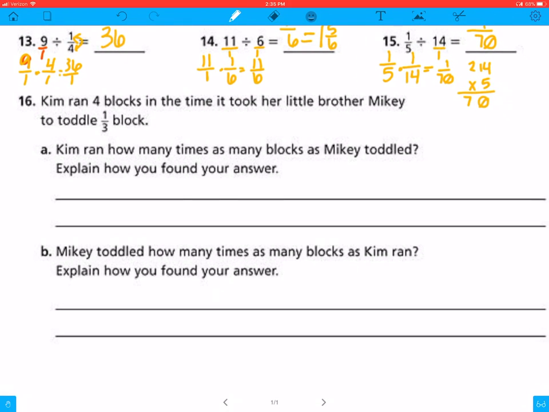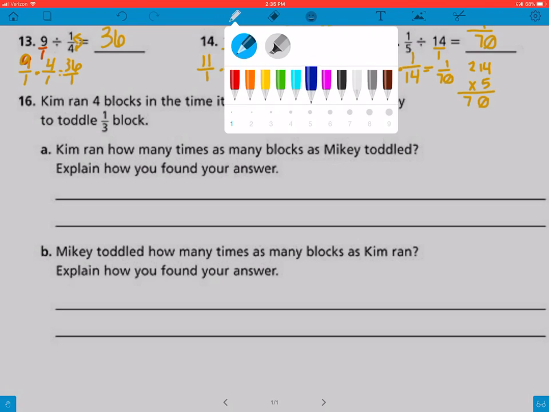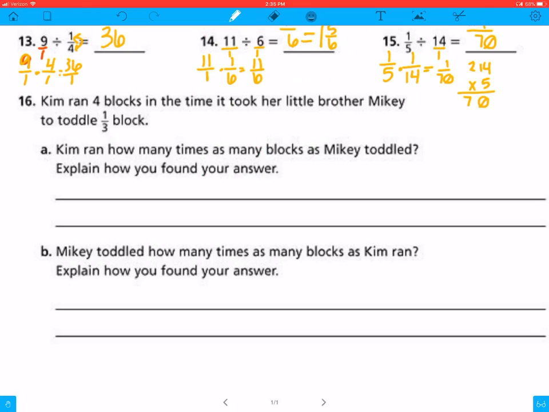Kim ran 4 blocks in the time it took her little brother Mikey to toddle 1/3 of a block. So he must be pretty little if he's kind of toddling through it. Kim ran how many times as many blocks as Mikey toddled? Explain how you found your answer.